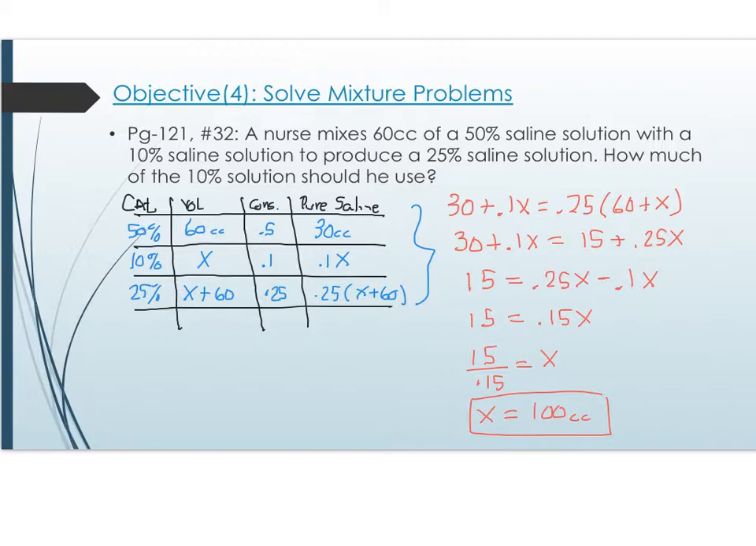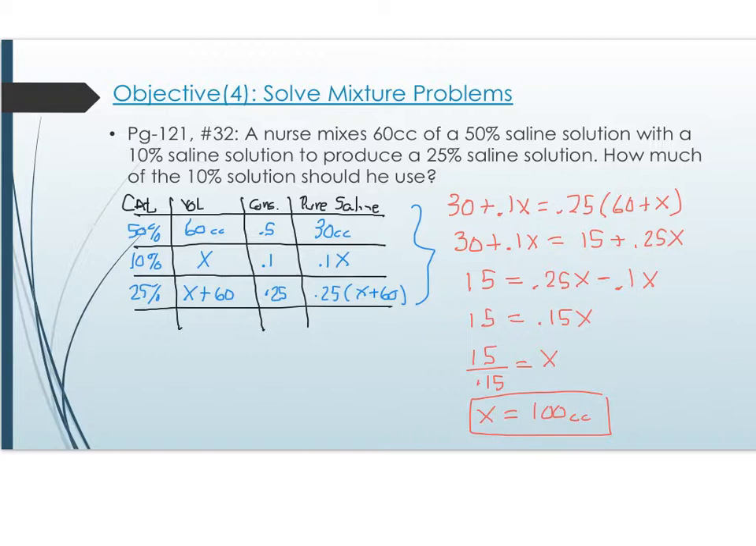Well, again, we set up a table. We have categories, volume, concentration, and pure saline as our columns. And you'll notice that the categories are 50%, 10%, and 25%. The volume is 60 cc's for the 50% solution. For the 10% solution, we don't know how much we're going to use, so it's x. The total is x plus 60 because that's the final saline solution that we're producing.